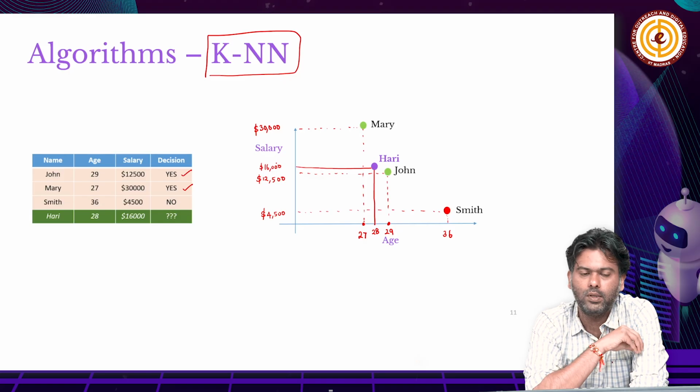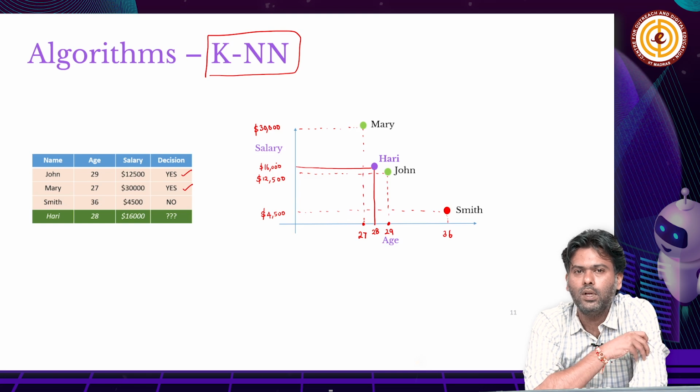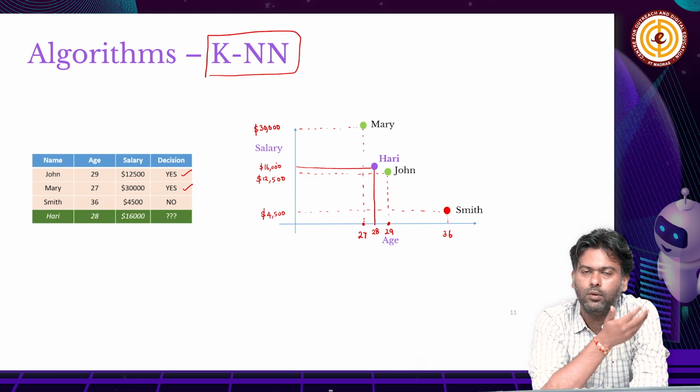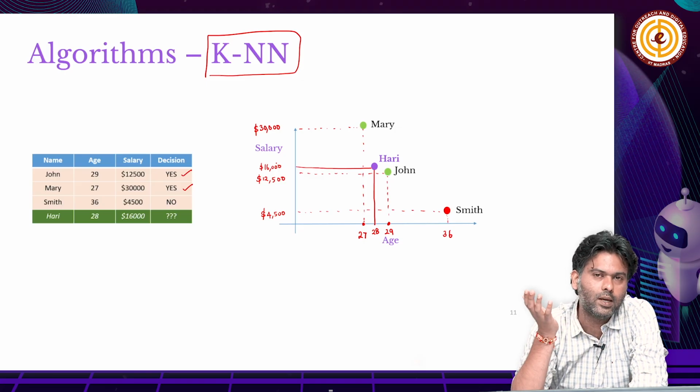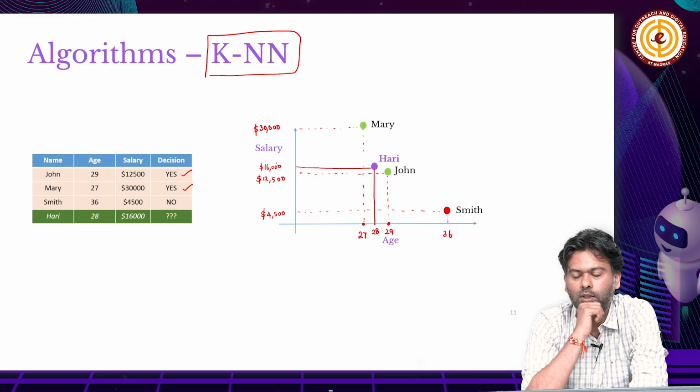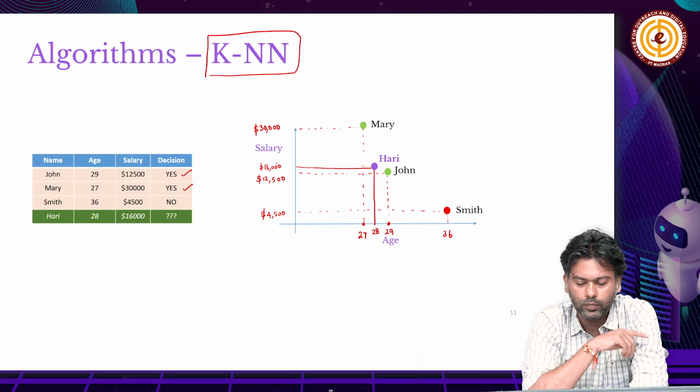So we do not have somebody with age 28 and salary $16,000 in this data set. Still, we need to make a decision. You cannot say that there is nobody with the same age and salary, so I cannot decide. As a bank manager, you have to make a decision. Now, the question is, how can you make this decision? What would be the most natural thing to do when you do not have a person with exactly the same features in your data set?